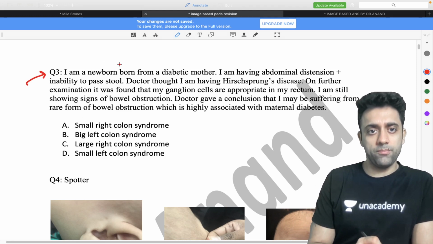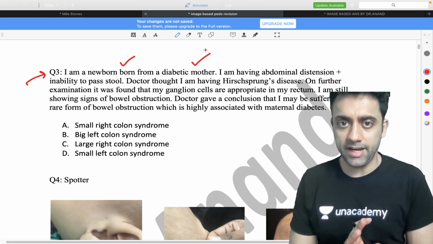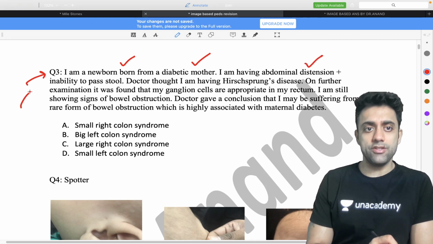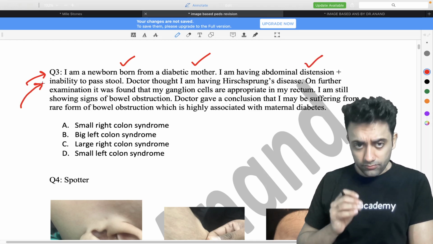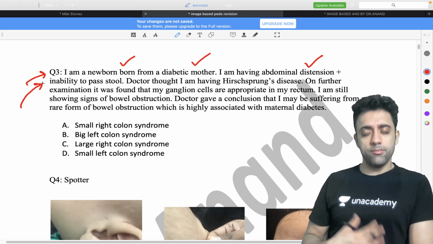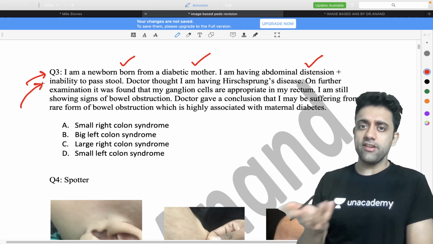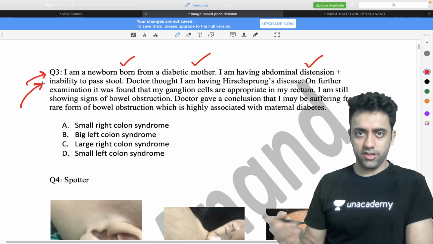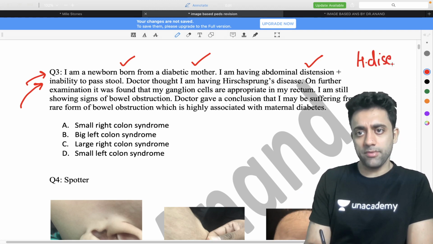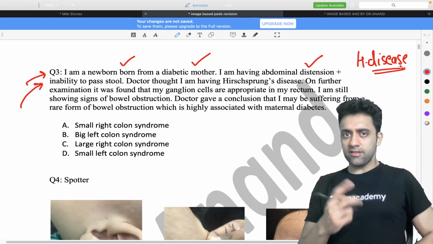I am a newborn baby born from a diabetic mother. I am having abdominal distension and inability to pass stool. A newborn baby born to a diabetic mother having abdominal distension and inability to pass stool. Whenever someone is having delayed passage of meconium or inability to pass stool, one of the differentials that always comes to our mind is Hirschsprung disease. For that we get a rectal biopsy to see the transition zone.